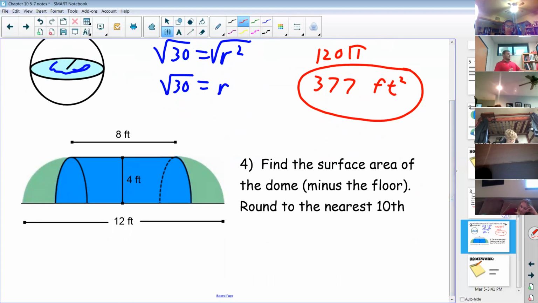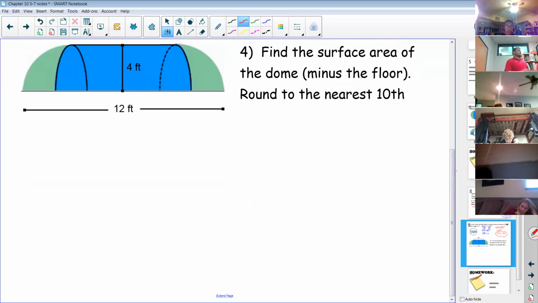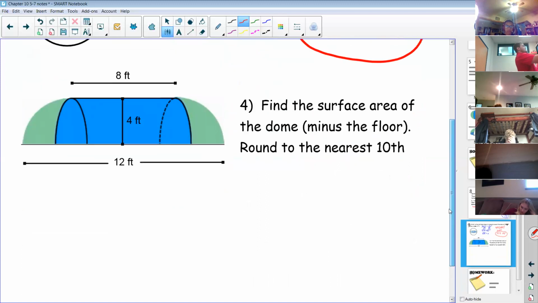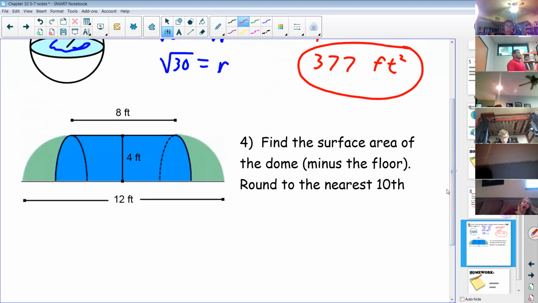All right. Moving on to the last example right down here. Say we've got a dome that looks like the one here. We've got what looks like a quarter of a hemisphere over here, a quarter of a hemisphere over here. And we want to find the surface area of the dome minus the floor. And we're going to round that to the nearest tenth.